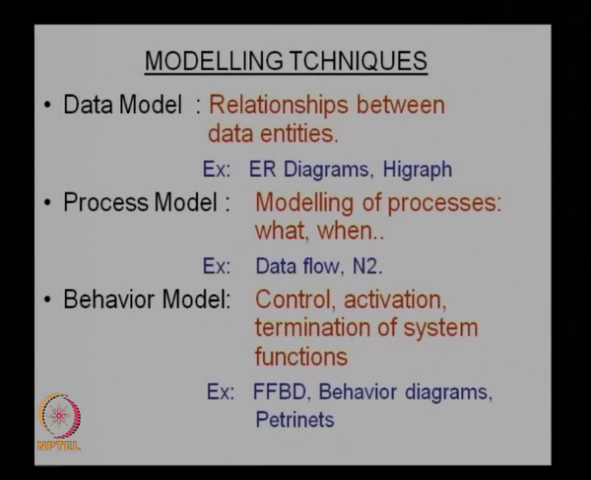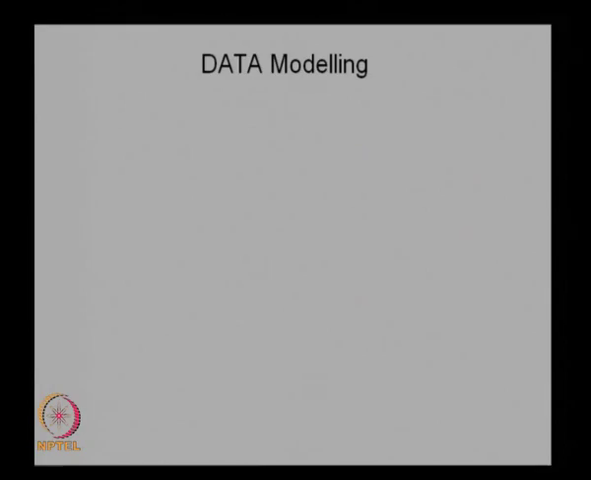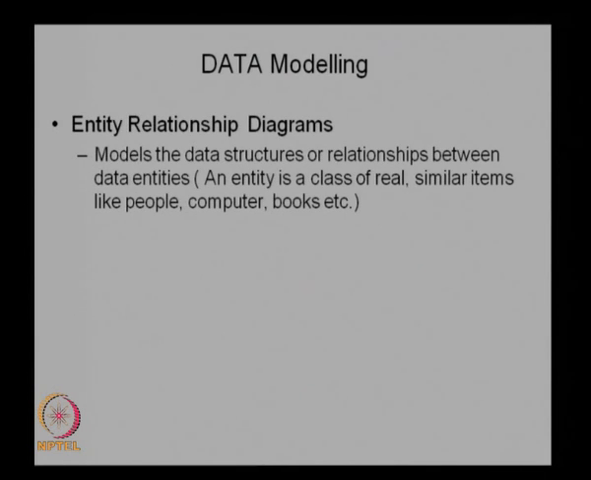We will start with the ER diagram, or the entity relationship diagram. The entity relationship diagram models the data structures or relationships between data entities. Here the relationships between the data entities are modeled using the entity relationship diagram, and an entity is defined as a class of real similar items like people, computers, books, etc. We model the relationships between these entities using the entity relationship diagram.